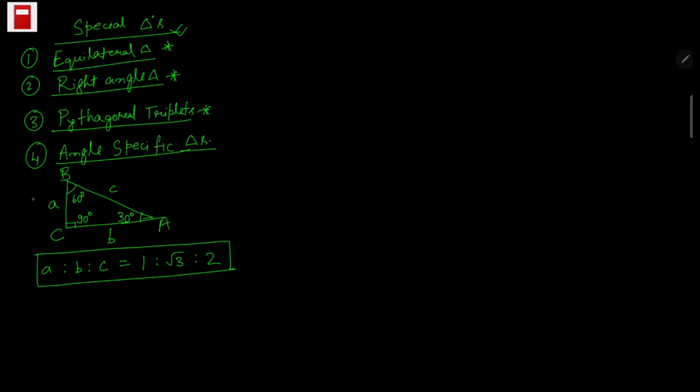So if I take this side a as x, then this side b should be x root 3. The side c should be 2x. So please keep that order in mind.